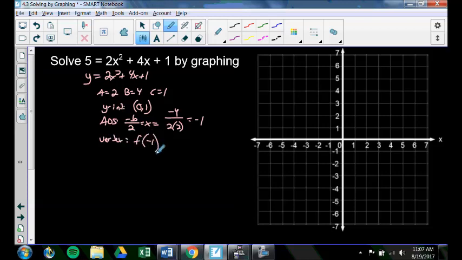f of negative 1 becomes negative 1 squared is 1, times 2 is 2, minus 4 is negative 2, plus 1 is negative 1. So I've got a vertex here, an AOS here, a y-intercept here, so I have a symmetric point here. And now I can just make a table for a few more points to finish off this graph. So I'm going to put the AOS in the middle.